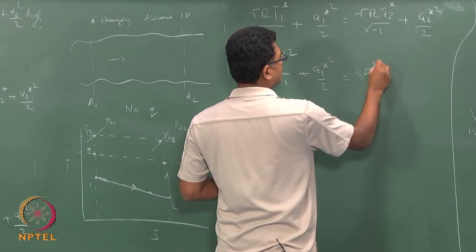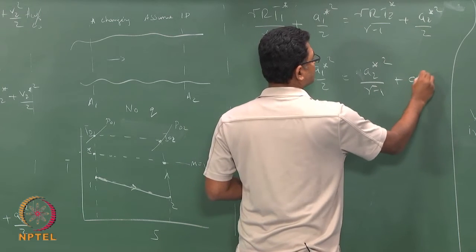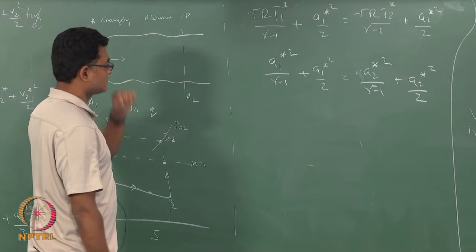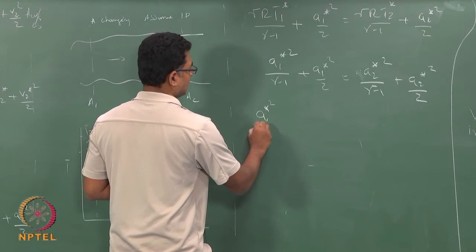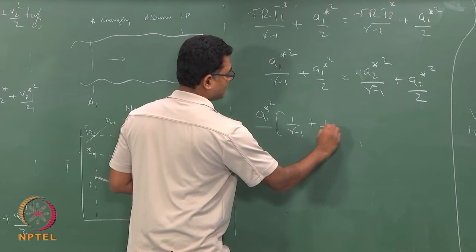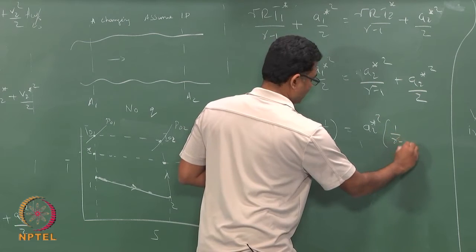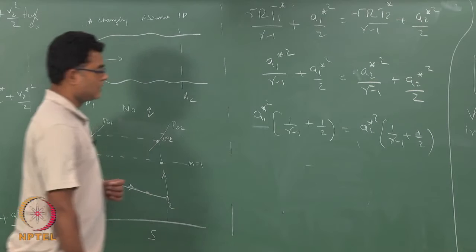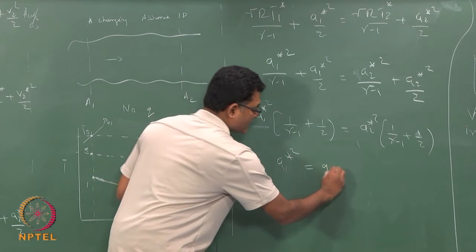This would be a2 star square by gamma minus 1 plus a2 star square by 2. So, if I take a1 outside, 1 plus gamma minus 1 plus 1 by 2 equals a2 star square with the same quantity. It just means a1 star equals a2 star.